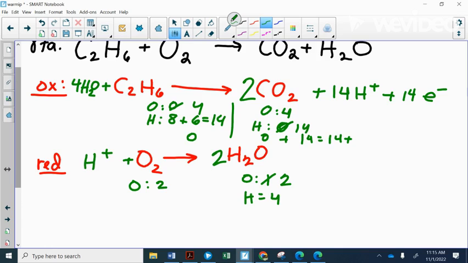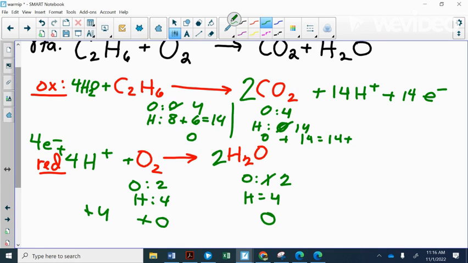How many do I need? 4. Balanced charge using electrons. What's the total charge over here? 0. Nope, 0. Water's neutral, it doesn't have a charge. Oxygen's neutral, and then you got 4 things that are each plus 4. So this side has a higher charge, plus 4. That side 0, so I'm going to need to add 4 electrons to this side to get it to balance. Now the reduction reaction is done.